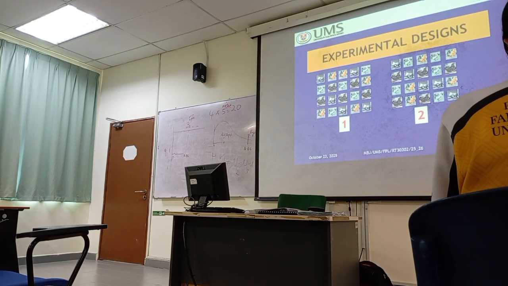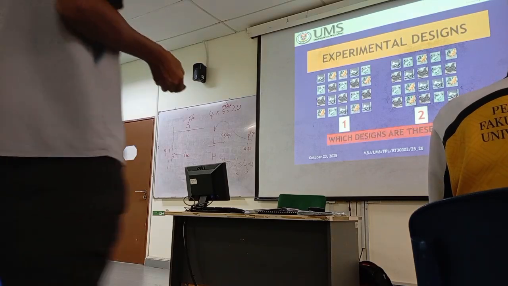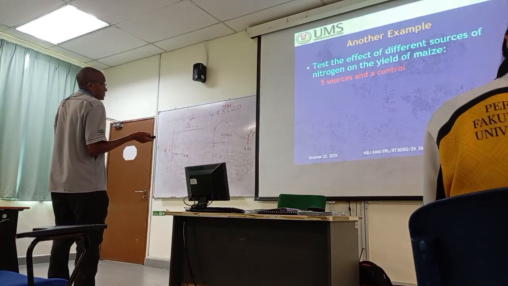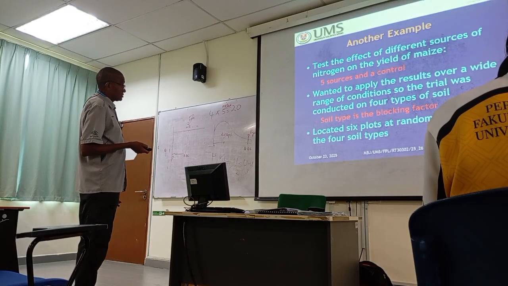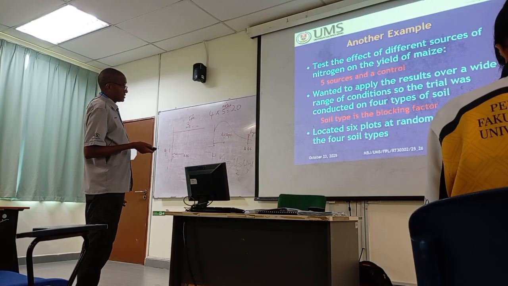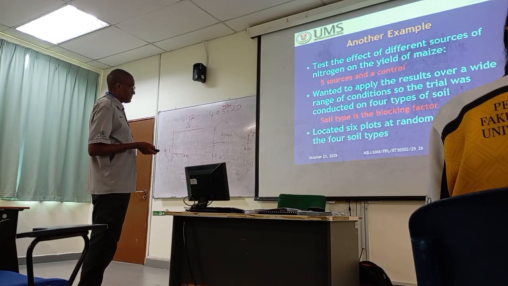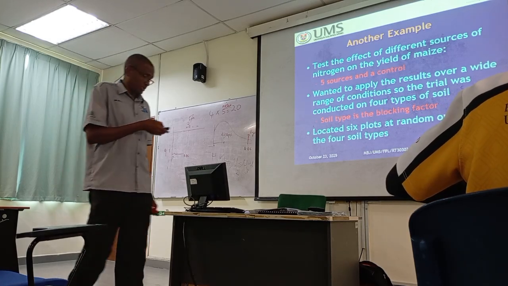So are we clear about this design? Yeah. Between CRD and RCBD. Okay. We have 5 sources and a control. For example, wanted to apply the results over a wide range of conditions. Salt type is the blocking factor. Location, located 6 plots as random to each other. Okay.